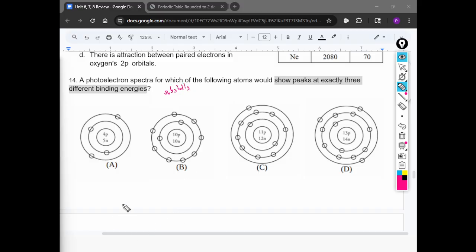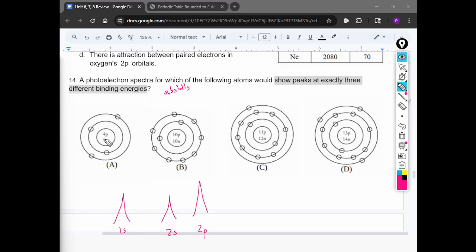So the first peak is going to be 1s. The second peak will be 2s. We're looking for an atom that is in 2p. So it's going to be B. Let's take a look at A.